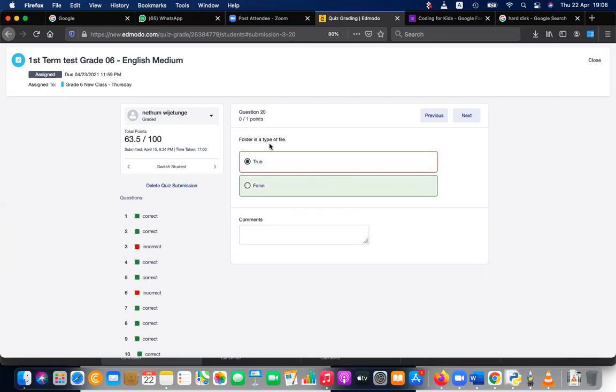Question number 20, folder is a type of file. Correct or wrong? Is a folder a file? False. What is a folder then? It's like your bag and books. Books are like files. Bag is the place where you put books. School bag and files, right?